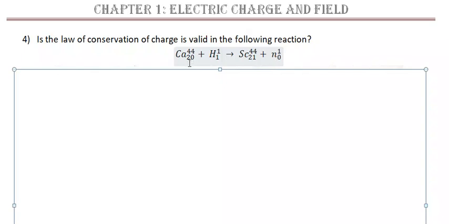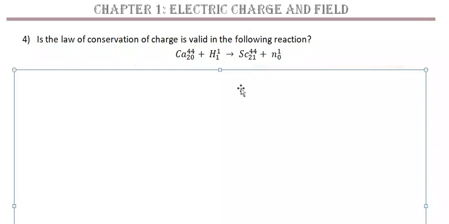Similarly, if we see the number of electrons here, in calcium there are 20 electrons and in hydrogen there is only 1 electron. In scandium we can see there are a total of 21 electrons. So here we can see in the parent nucleus there are 21 electrons and in the daughter nucleus there are 21 electrons.